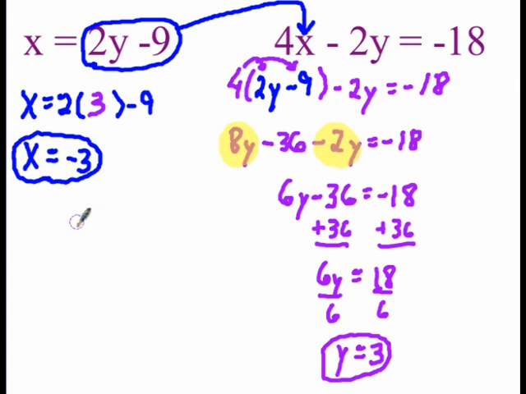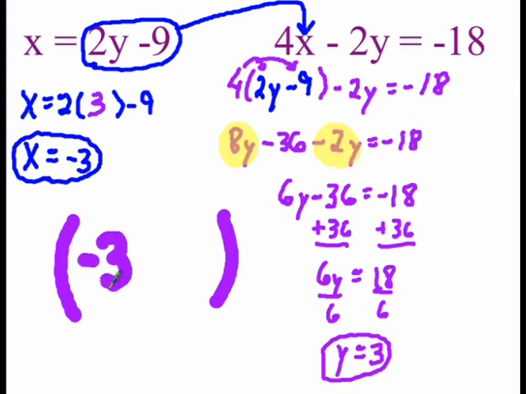Well, finally, we're going to have to write our final answer. We always write this in the form of a point. In this case, negative 3 is our x value. X always goes first. And positive 3 is our y value. Y always goes second. So our point is negative 3, 3.